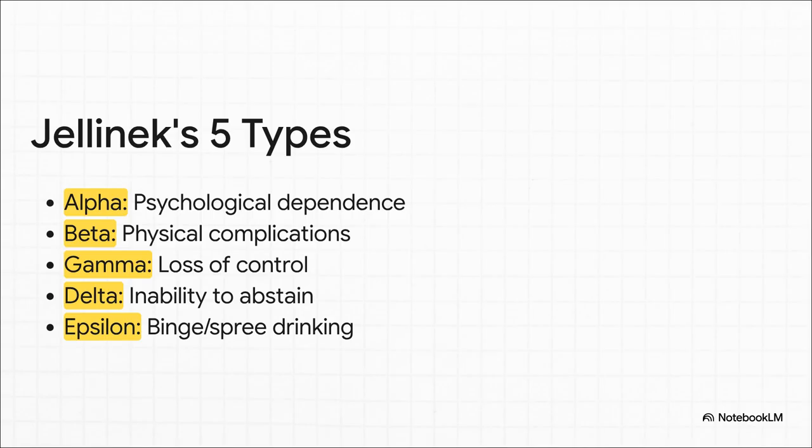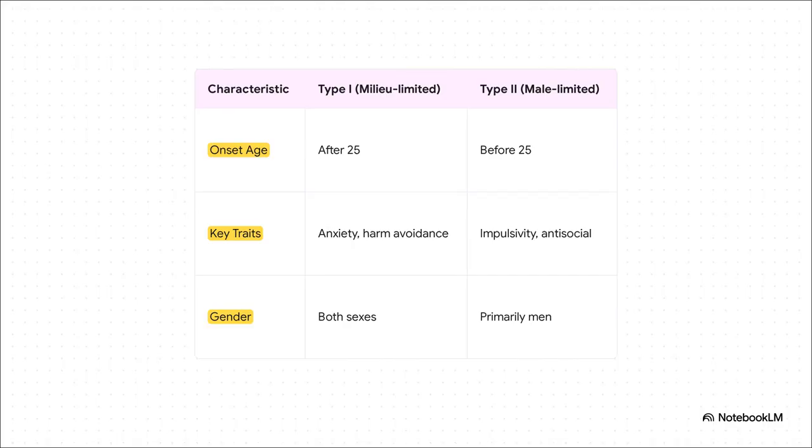He was trying to separate patterns like a purely psychological dependence, what he called the alpha type, from patterns defined by a total loss of control, the gamma type. Now, a much more modern and really influential model is Cloninger subtypes. This model basically said there are 2 main pathways. You have type 1, which tends to show up later in life, after age 25. It affects both men and women, and it's often linked with anxiety. And then you have type 2, which usually starts before 25, mostly affects men, and is really strongly associated with things like impulsivity and novelty seeking.